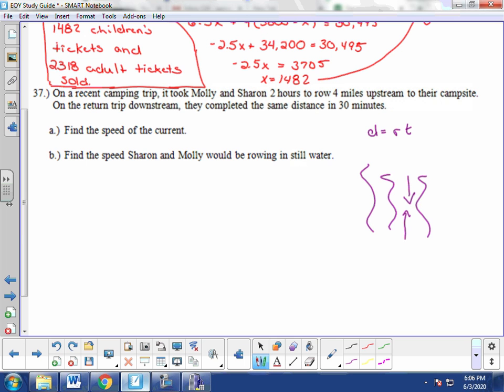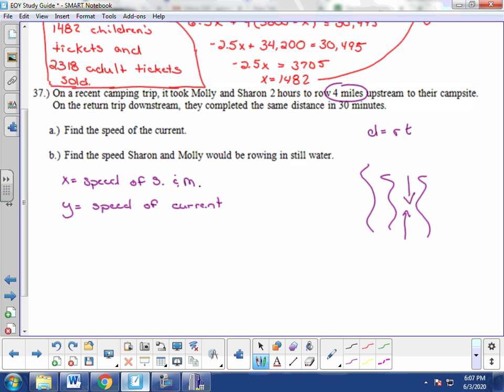So let's let x equal the speed of Sharon and Molly as they row. Let's let y equal the speed of the current. So as they row, the distance, we do know what the distance is. It's 4 miles.